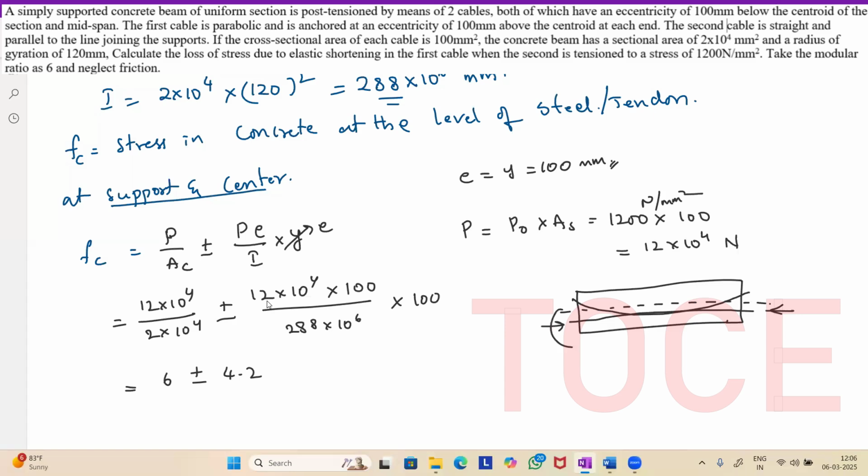So due to this tendon profile, you will have movement like this. Okay. So here this beam will bend something like this. Okay. And above this neutral axis, it will be tension, and below the neutral axis, it will be compression.